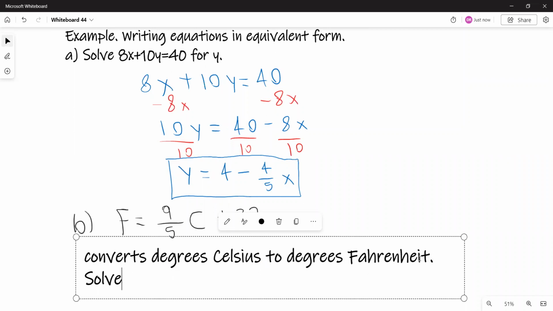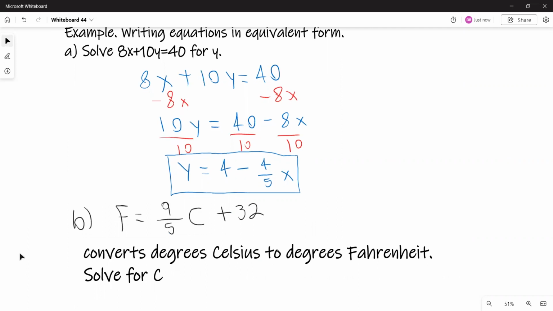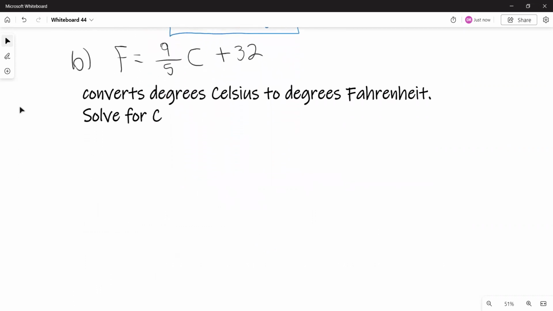We are going to solve this equation for C. So this is the equation, so F is given in terms of C. We're going to do it the other way. We're going to write C in terms of F. The idea is to write C by itself on one side. So what I'm going to do is switch the sides.